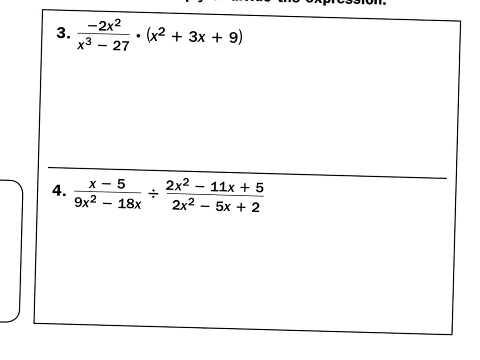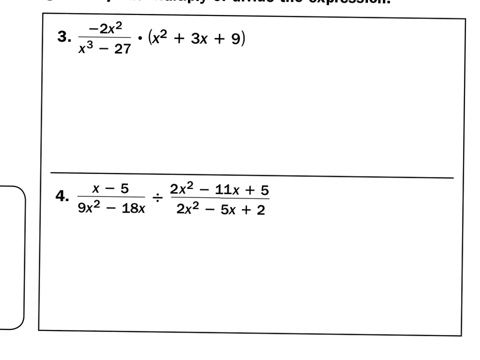You guys go ahead and do checkpoint 3 and 4. Take it, pause it, and then we'll go over it real quick.